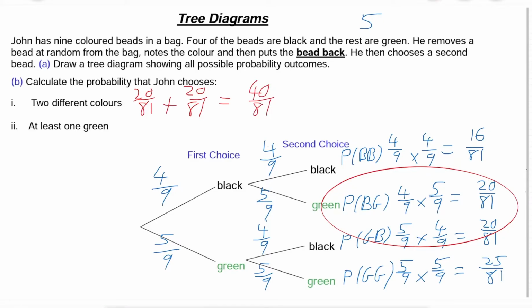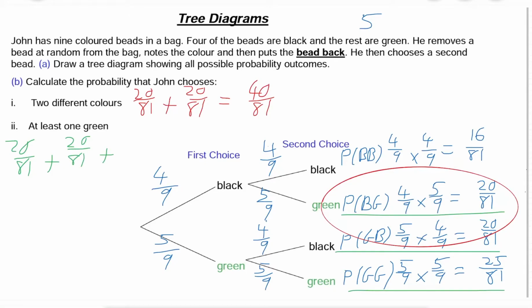Next one now, at least one green. So let's have a look where there's at least one green. We have this one, this one, and this one. So let's add these up. 20 over 81 plus 20 over 81 plus 25 over 81. And adding those up gets us 65 over 81.